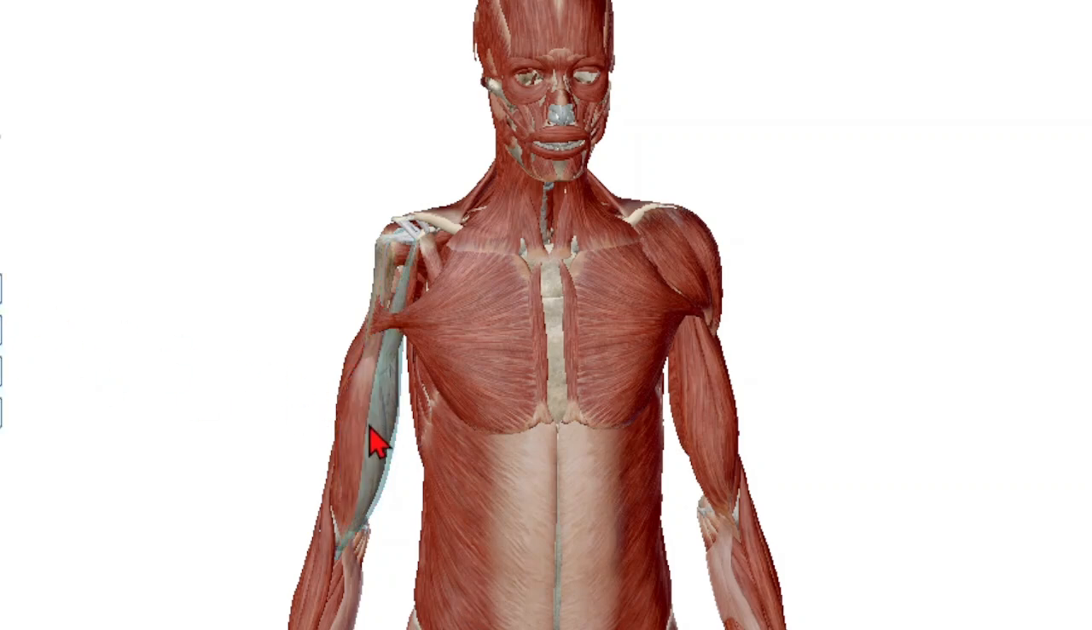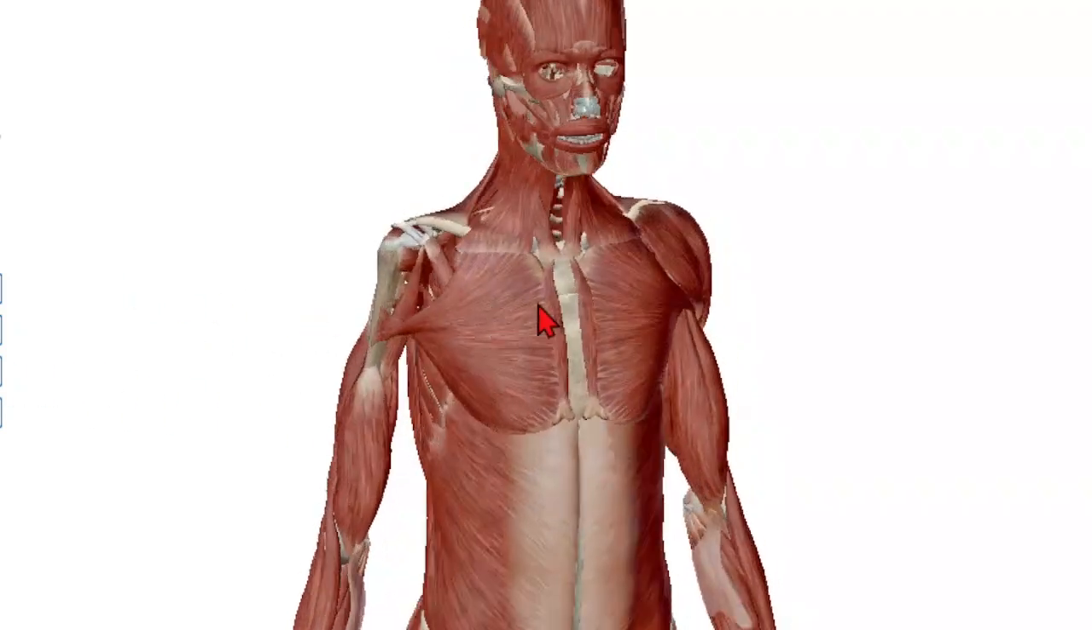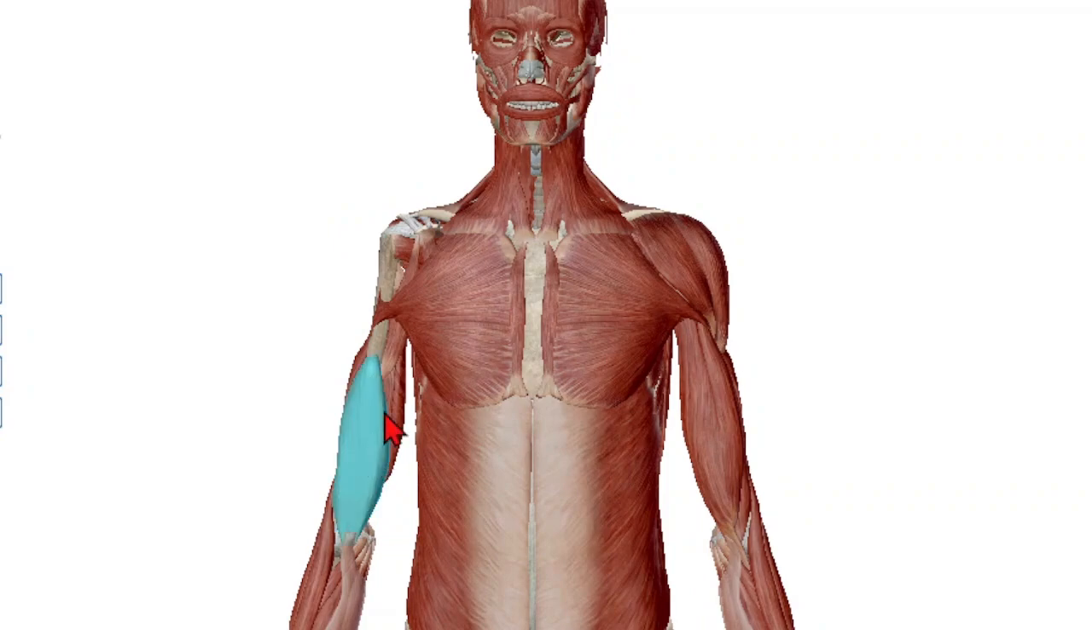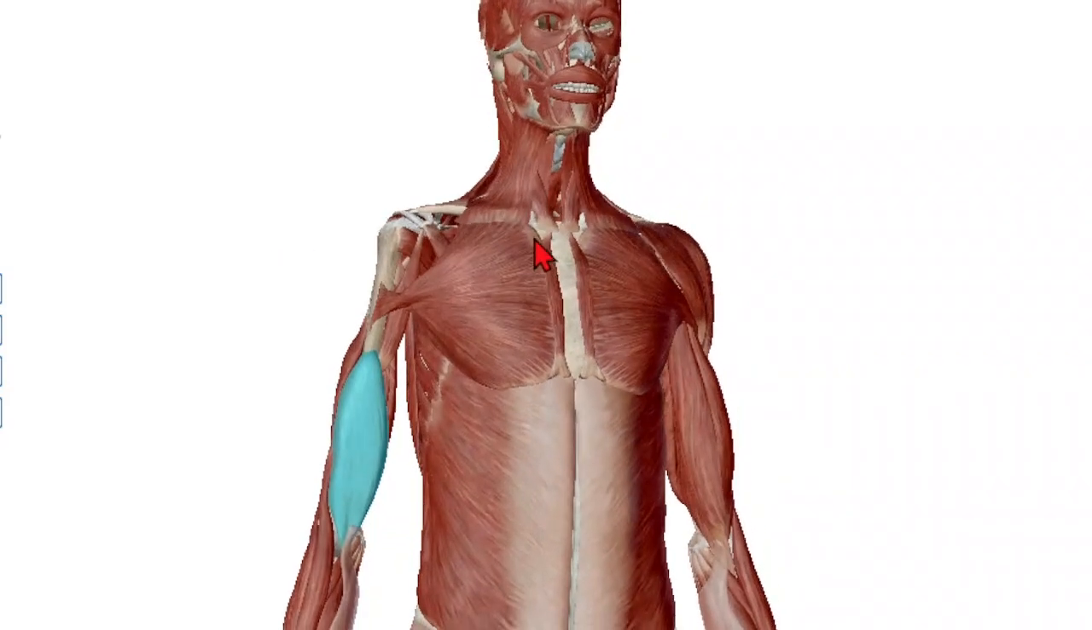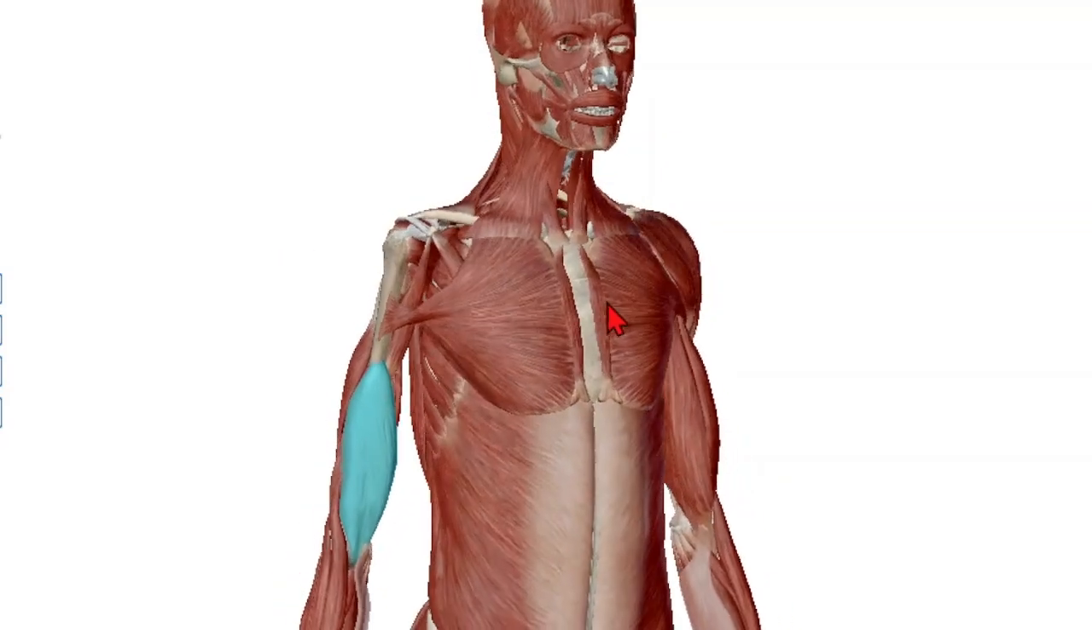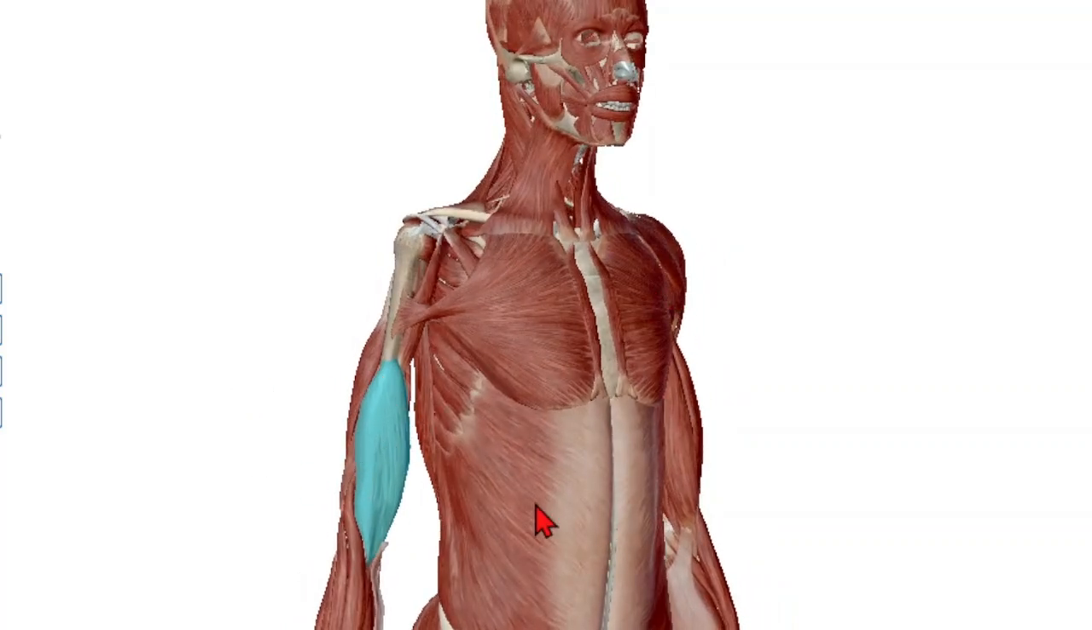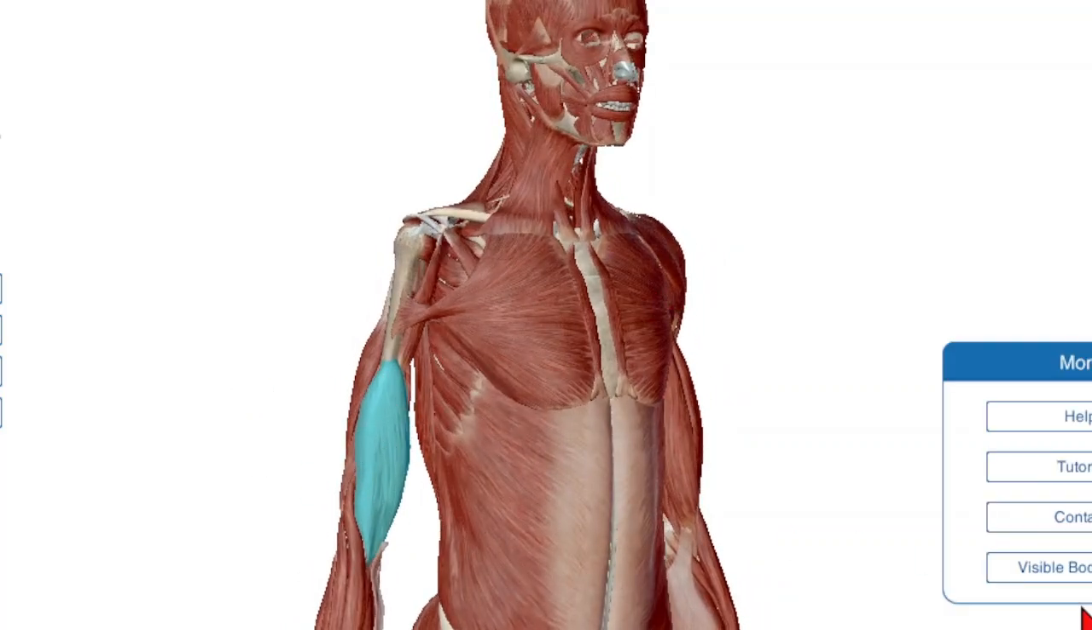Now this is the biceps muscle, so hide it. Now another one is the brachialis muscle. This is actually the brachialis muscle. We also remove another muscle, the coracobrachialis. Okay. So this is actually the brachialis muscle.